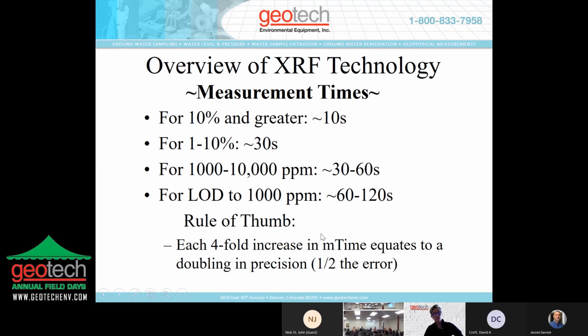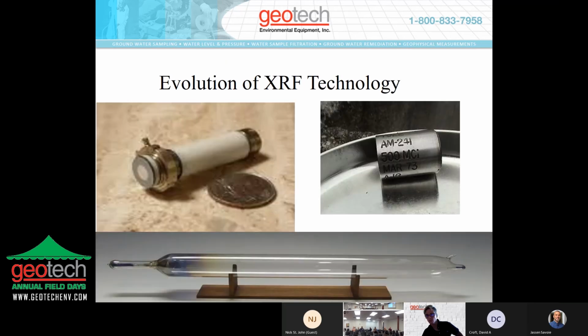The greatest thing about XRF is that it's statistics. The longer you analyze, the more precise your reading is going to be. Each fourfold increase in time equates to a doubling of the precision. So longer is better, up until diminishing returns. If you get your answer in 10 seconds, and that's sufficient for high concentrations, there's no sense in taking a longer analysis, but we'll show that.